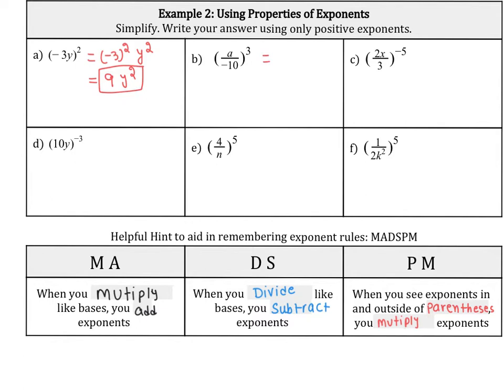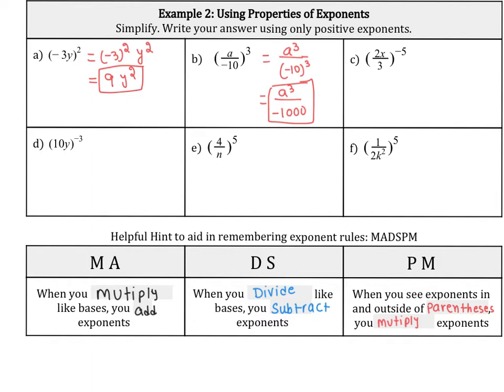Now for the division, you're going to distribute the power inside as well. So a to the power 3 divided by negative 10 to the power 3. So that's going to be a to the power 3 divided by negative 1000. So remember, when you have an odd exponent, so 3, 5, 7, and so on, that will keep the negative as a negative sign. And if you have an even number as your exponent, so in this case 2, 4, 6 and so on, that will turn the negative into positive.